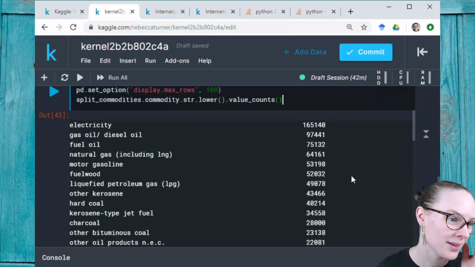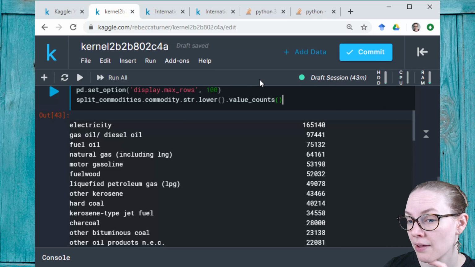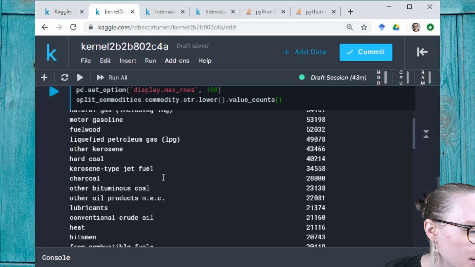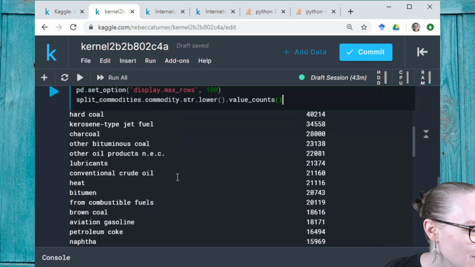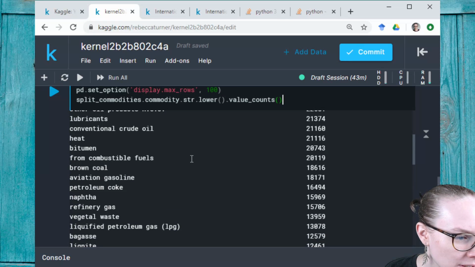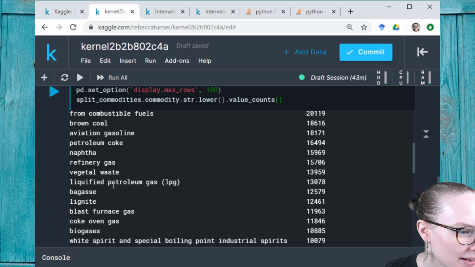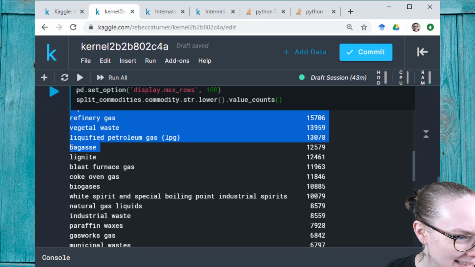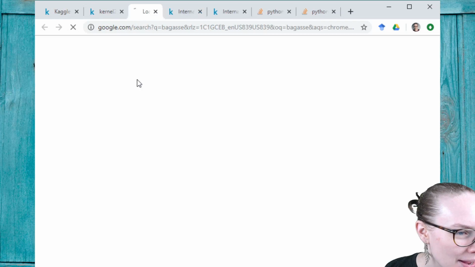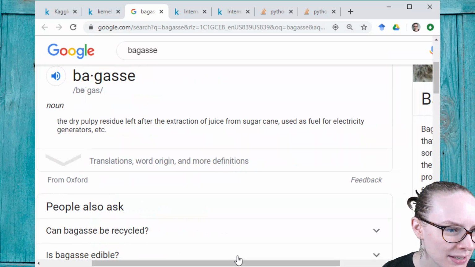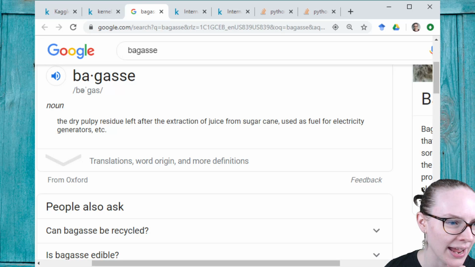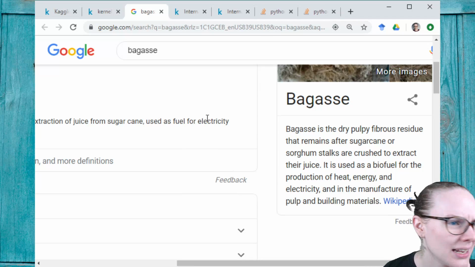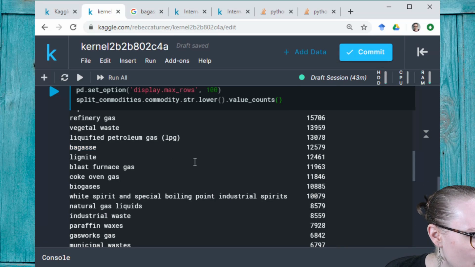Okay, so now if we look at all of them, I'm just going to browse through these real quick and see if we have any duplications. So here we have other kerosene, kerosene type jet fuel, charcoal, bituminous coal, heat, bitumen from combustible fluids, brown coal, naphtha, refinery, vegetal waste. I don't think that's a typo. I think it's supposed to be that. Bagasse. What is bagasse? Dry pulpy residue left over after the extraction of juice from sugarcane, used as a fuel for electricity generators, etc. Oh yeah, I think Brazil uses that a lot, and maybe Cuba as well. I think I remember reading about that at some point.